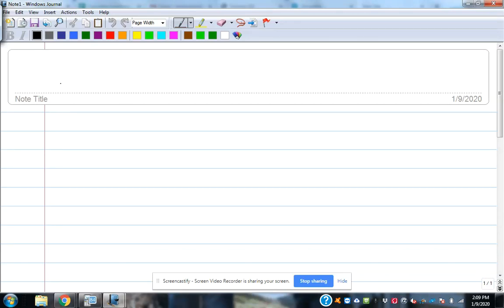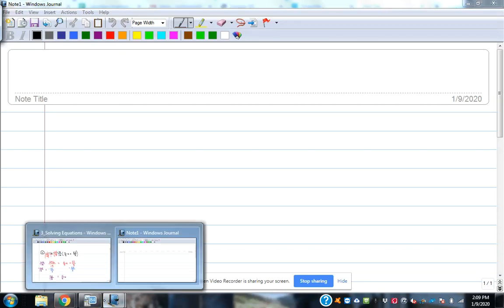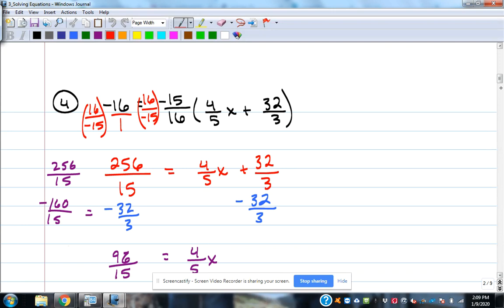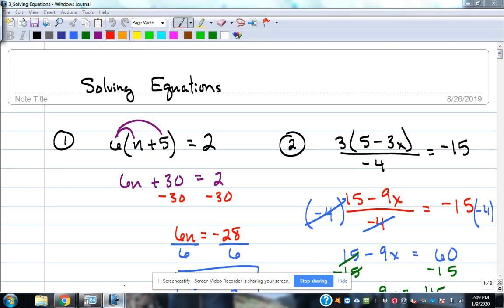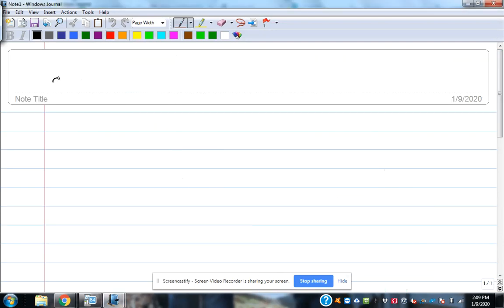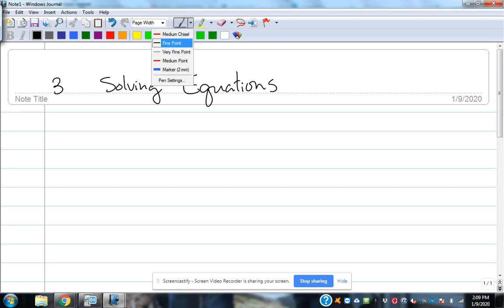All right, so this will be, what is it, lesson 3? Is that right? That's right. Lesson 3, solving equations. So lots of different equations, and that's what's fun. Get back to my medium chisel here.